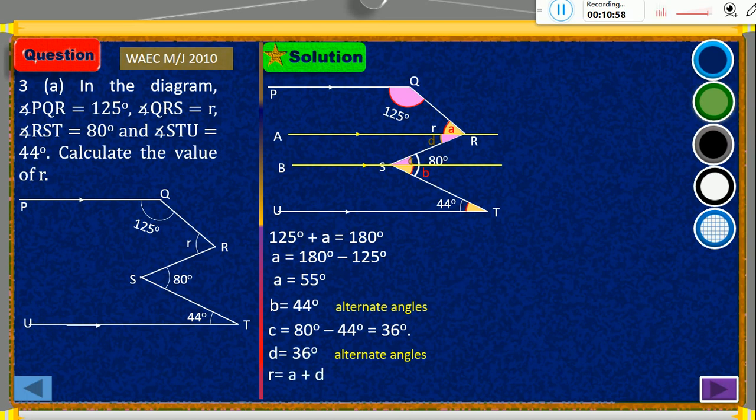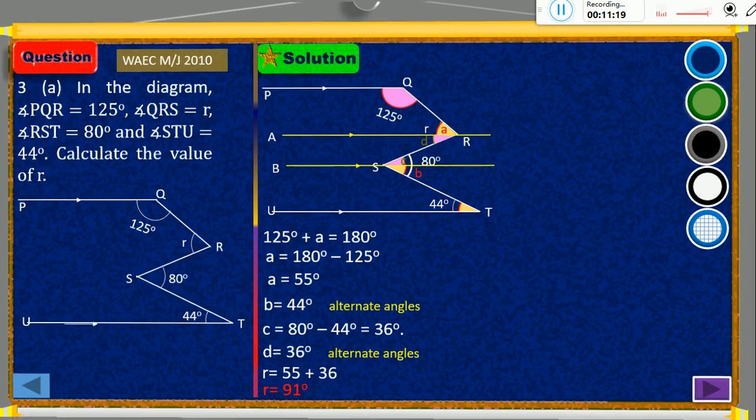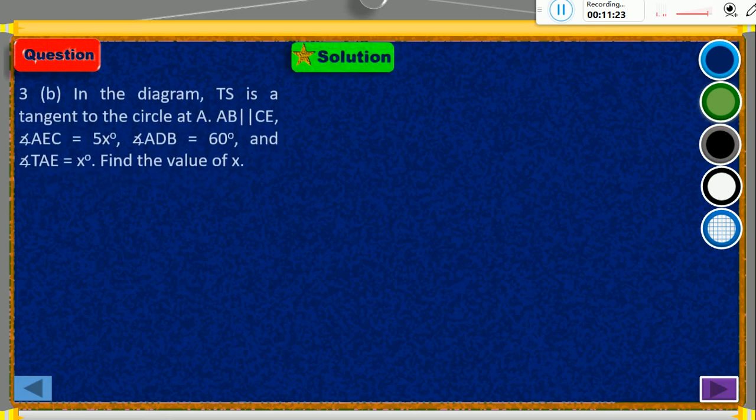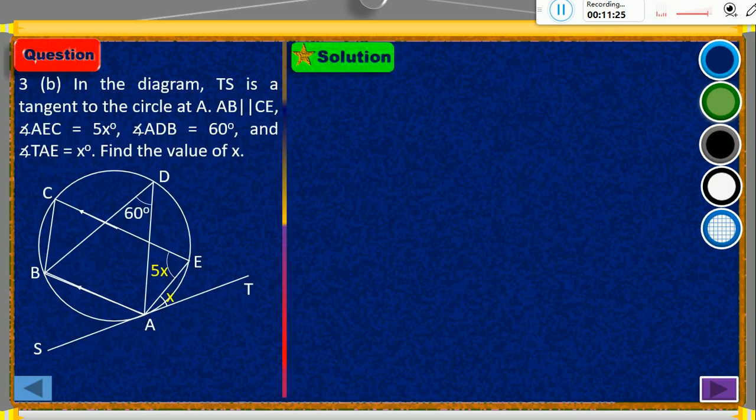Then the angle R is the summation of A and D. We have 55 plus 36. So the angle R is equal to 91 degrees. We now go to the next slide for solution of 3B. That is on circle geometry.